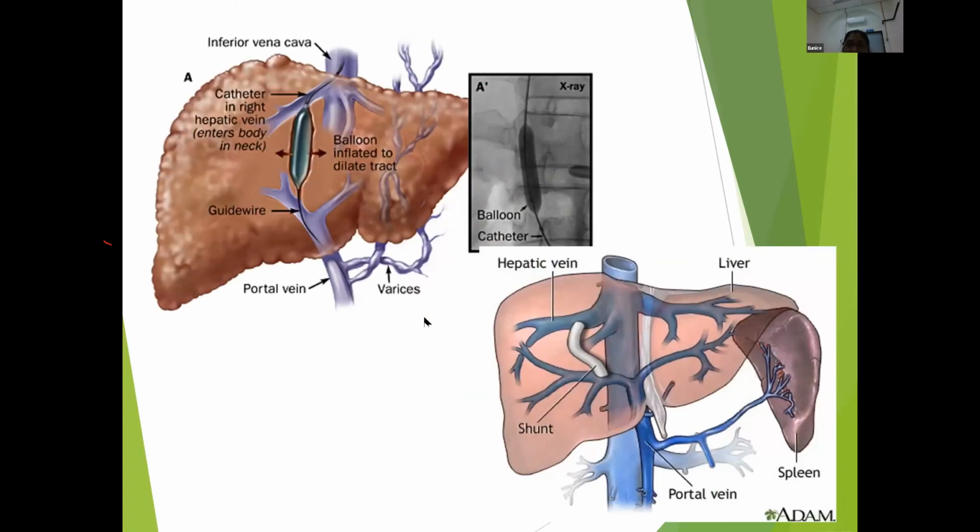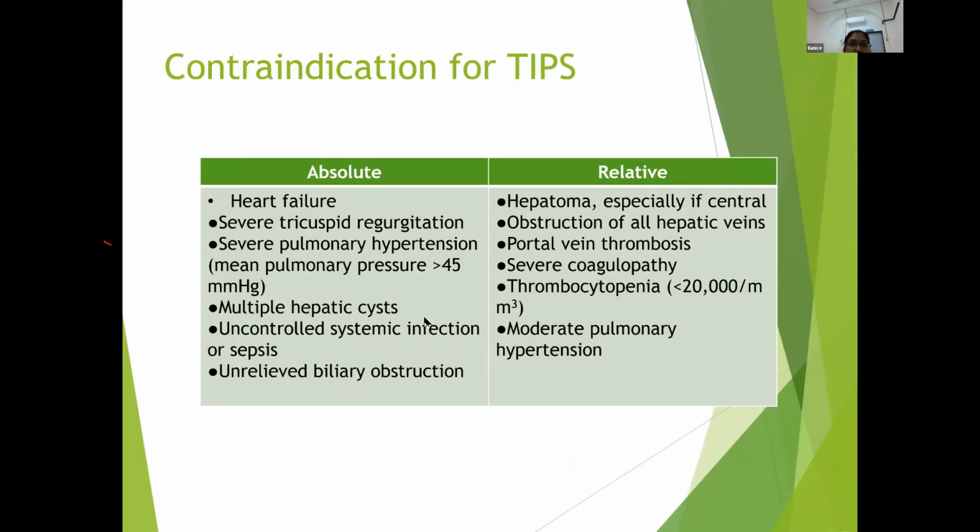So there are absolute and also relative contraindications for the TIPS as well. Absolute includes heart failure with severe TR, severe pulmonary hypertension, multiple hepatic cysts, uncontrolled systemic infection, and also unrelieved biliary obstruction. The relative contraindication is this one.